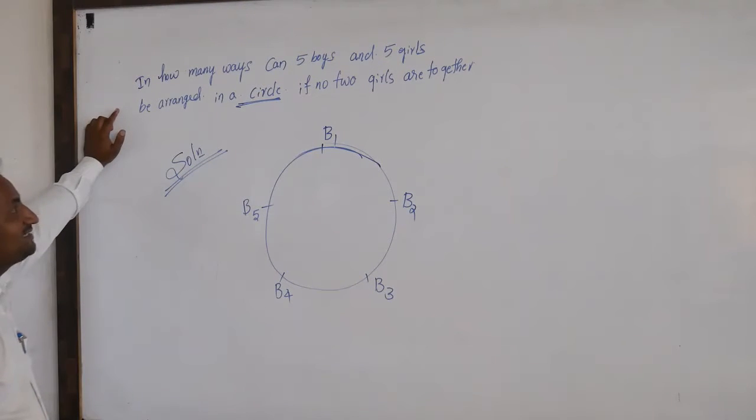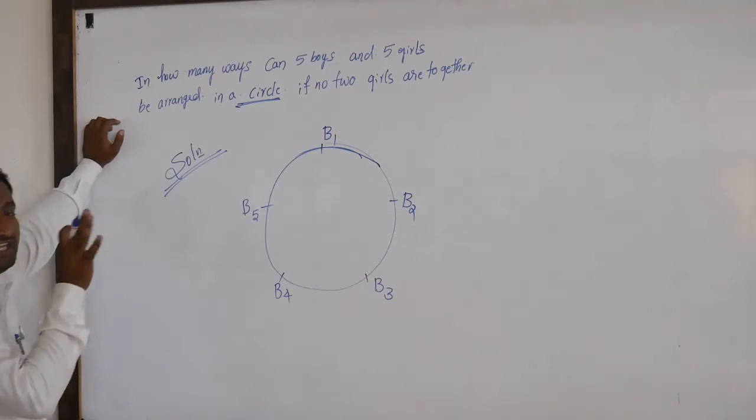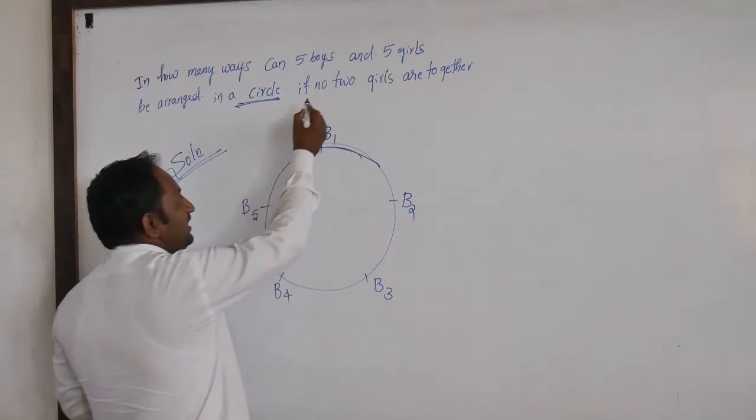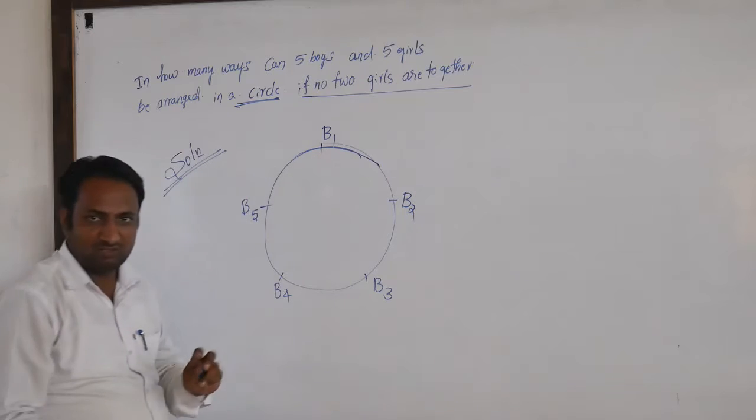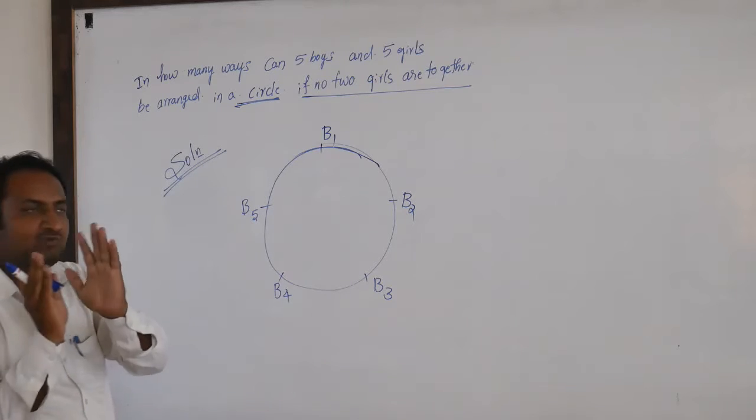The 5 boys and 5 girls are to be arranged in a circle with the condition that no two girls are together. Two girls should never come continuously.